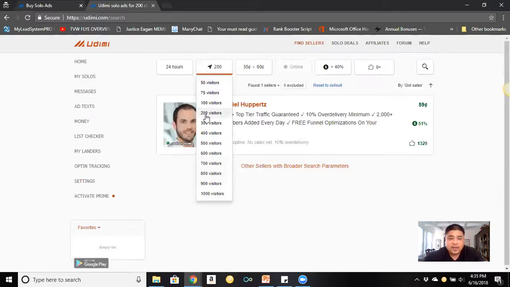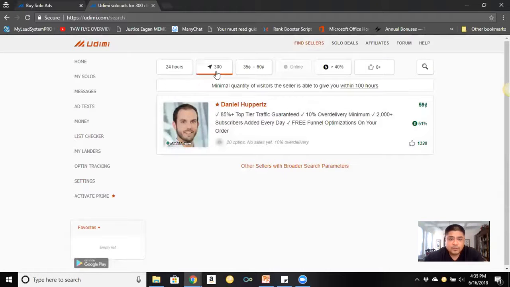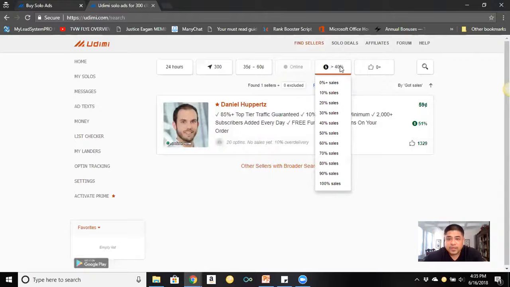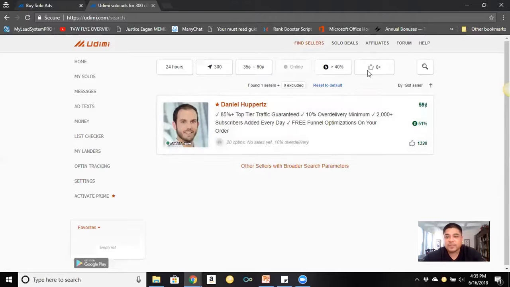So you have 300 clicks you want to run, and your budget's only 35 to 60 cents. All right, and you want somebody here. What this means right here is basically the percentage of sales that this solo vendor's customers have had within his last 100 runs. So in the last 100 runs of him running solo ads for people, 40% of those people made money. All right, so they made sales. So if you click 40%, we can also go by ratings, likes, or whatever, right?